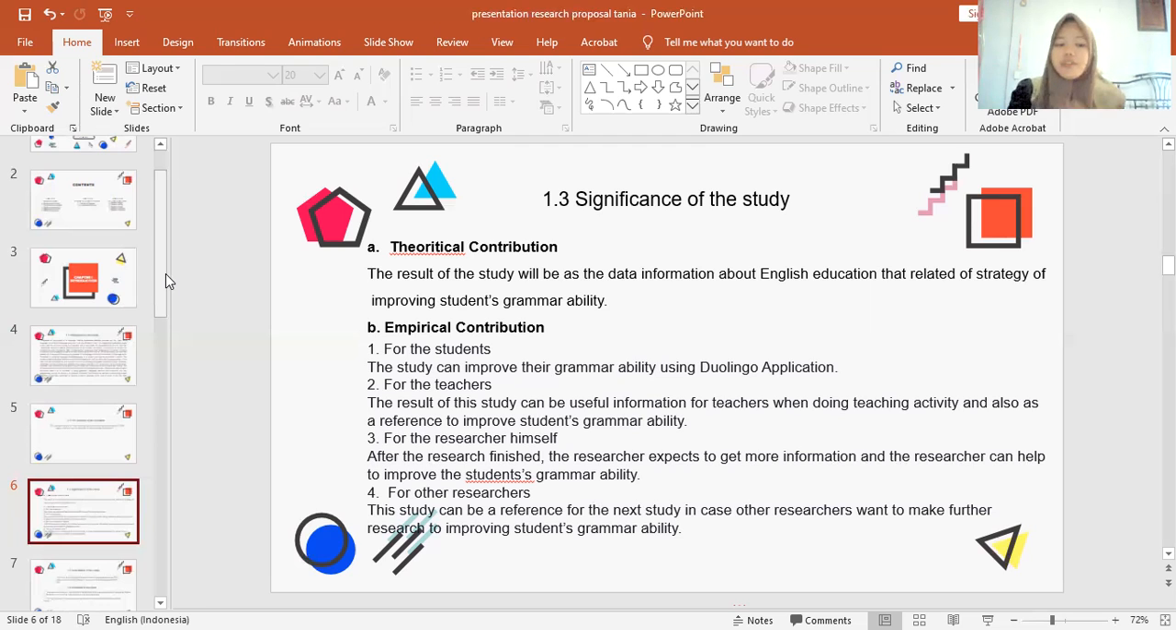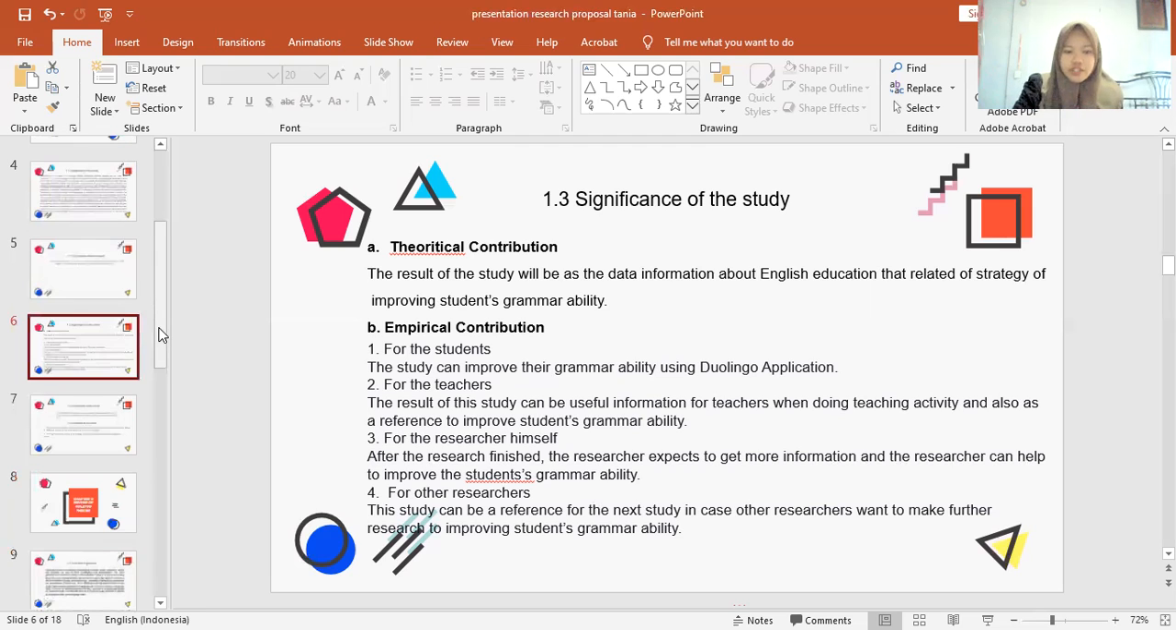The third, for the researcher himself. After the researcher finished, the researcher expects to get more information, and the researcher can help to improve the students' grammar ability. And the last, for other researchers. The study can be a reference for the next study in case other researchers want to make further research on improving students' grammar ability.